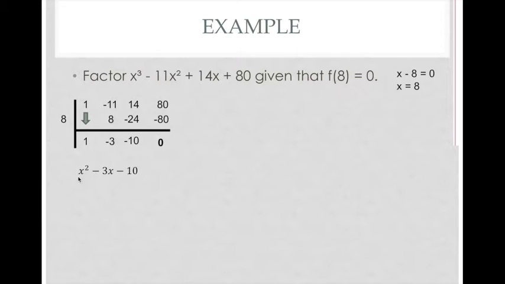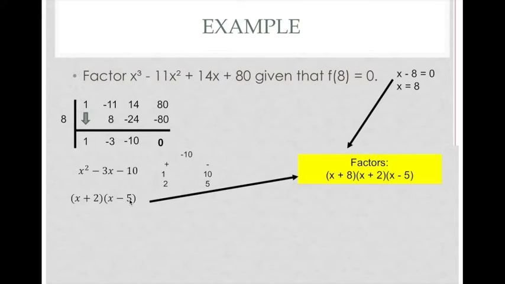So we will use one less degree. So this will be x squared minus 3x minus 10. Now we need to factor. So I need to find two numbers that multiply together to equal negative 10, but add together to equal negative 3. So 1 and 10 doesn't work, but 2 and 5 does, where my 2 is positive and my 5 is negative. So x plus 2 and x minus 5. Okay, so these are all my factors: x plus 8, x plus 2, and x minus 5.